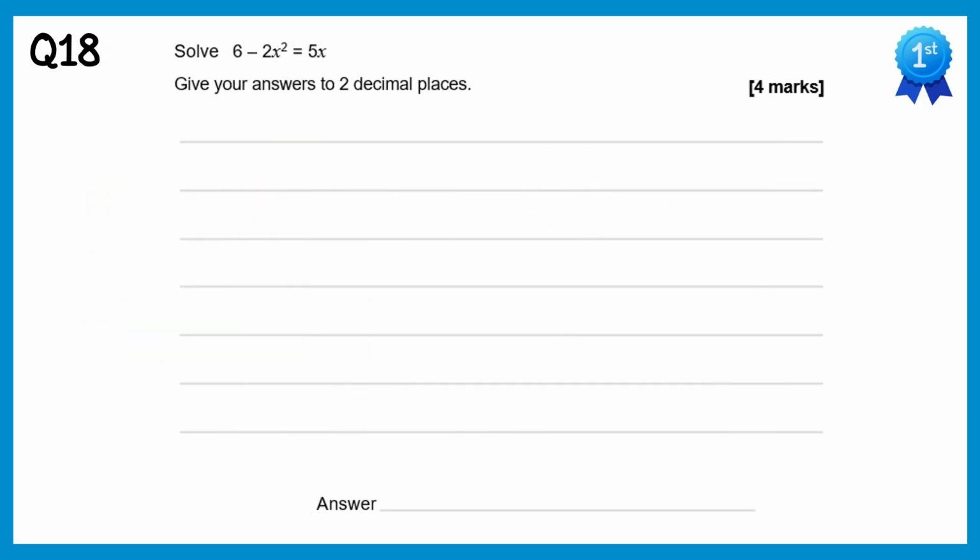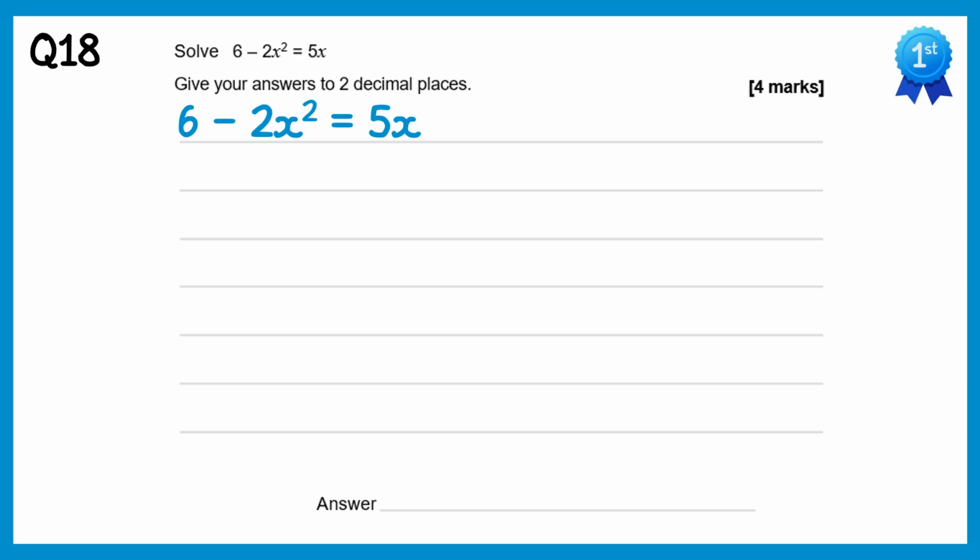For this question, we need to solve a quadratic equation. There's a big clue in this question because it says give your answers to 2 decimal places. So this is the equation we're going to solve. Now at the moment it's not in the right form, we need one of the sides to equal 0. Given we've got a negative x squared on the left hand side, I'm going to get all of the terms to the right hand side so that it's 0 on the left. So to do this, I'm going to add 2x squared and subtract 6 from both sides.